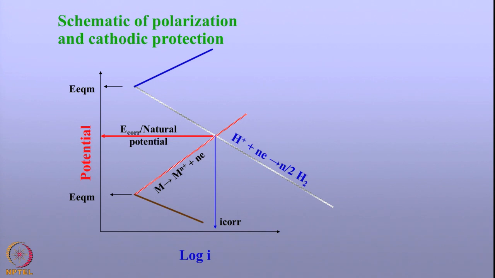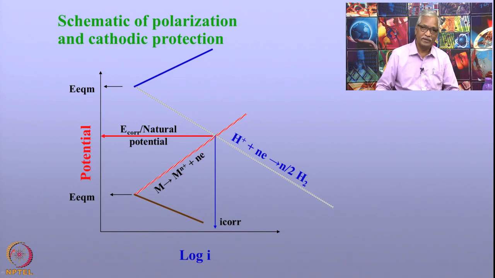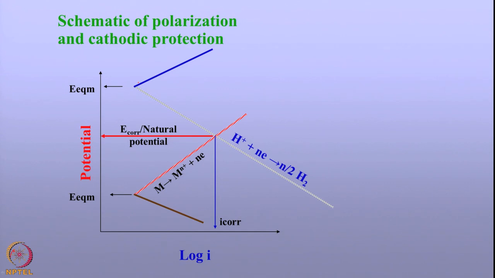Let me now go to the important topic, a bit more difficult topic actually. I will try to explain this particular diagram. This diagram is called the Evans diagram. So, let us now look at the governing relation between the potential and current. This is very important, and that governing relationship is given by this diagram, which is called the Evans diagram. What you see in this diagram is that there are two locations.